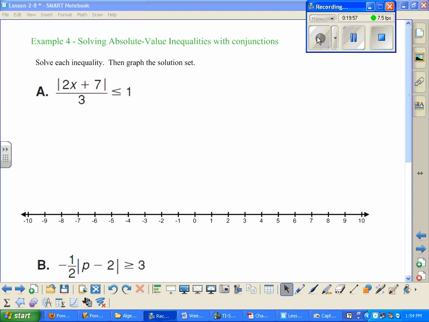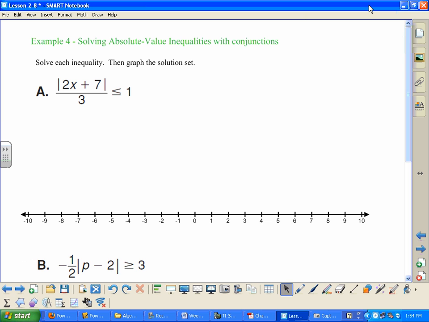We're going to look at it with and. So we just solved the inequalities using or, so we had disjunctions. Now we're going to look at them with conjunctions. And remember that the first thing we always want to do is isolate the absolute value if necessary. So here we have the absolute value of (2x plus 7) divided by 3 is less than or equal to 1. Since it's less than or equal to, it's going to be a conjunction.